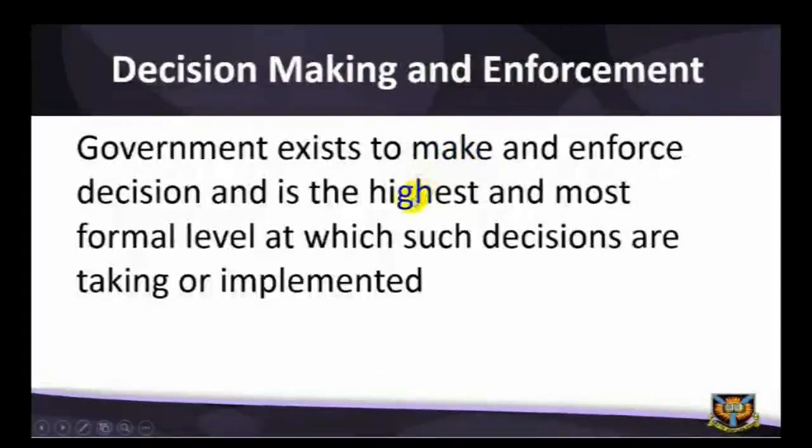All human society needs to make a collective decision as to the ends, that is, wants of the society, and the best means of achieving them. Government is the highest and the most formal level at which such decisions are taken or implemented. The decisions, like what type of economy strategy should Nigeria take to wipe off armed robbery, to reduce poverty and eliminate corruption.